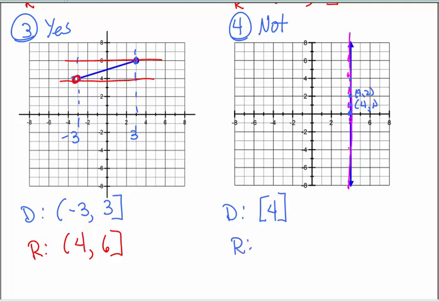But what about the range? How low does it go? How tall does it go? I think that's pretty obvious. It goes all real numbers.